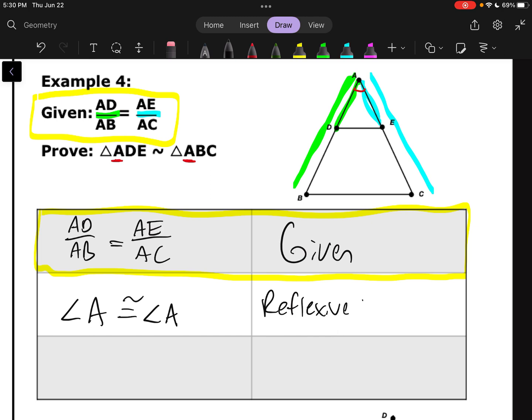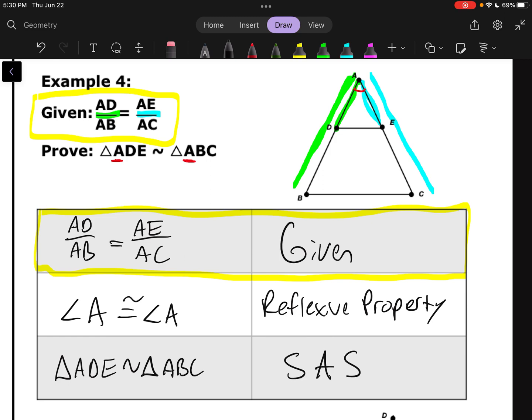Most of the time we've used reflexive property in the past, it's because they share a side, but you can use reflexive angles as well. They're just a little bit more rare. But they both share angle A up there. That's going to give me the included angle between the green and the blue sides. And that's going to be enough to say that triangle ADE is similar to triangle ABC by side, angle, side. Right, I got those two sets of proportional sides from the given, and then I get that included angle to let me do side, angle, side.